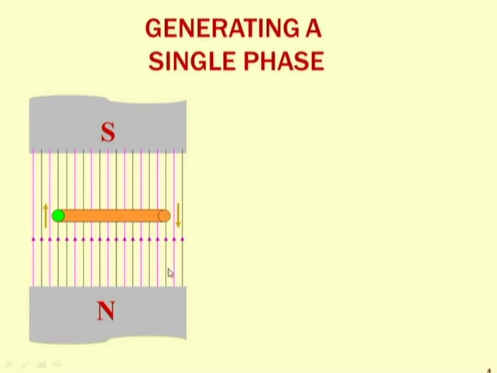So all these are the lines of flux. The arrow indicates the direction, that is from the north toward the south. And this is the conductor. So this is the initial position of the conductor, or we are considering this as the reference position of the conductor. Now the conductor is moving in, say, clockwise direction.